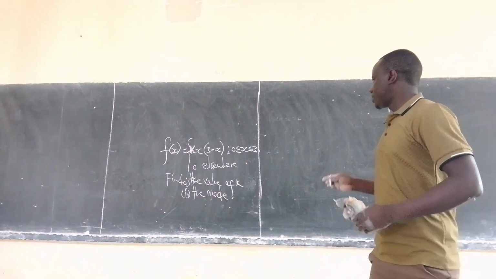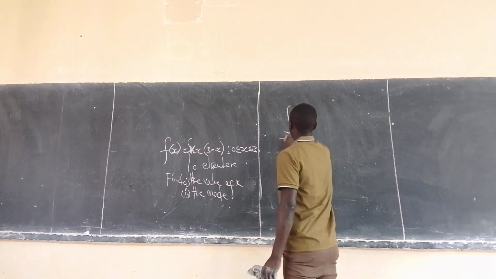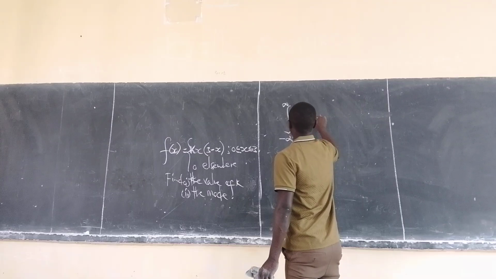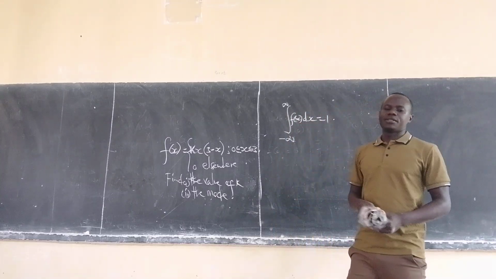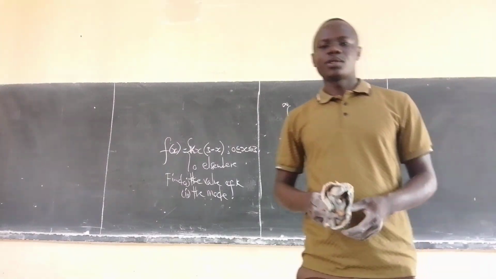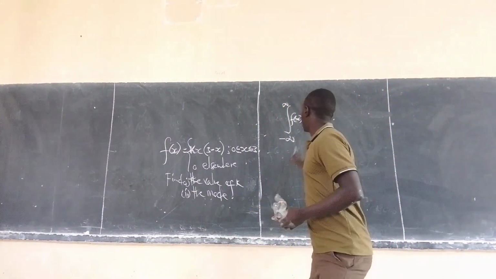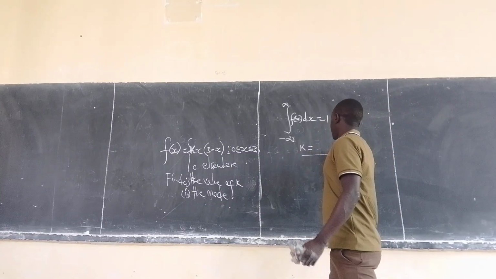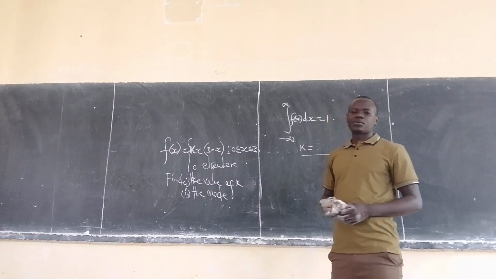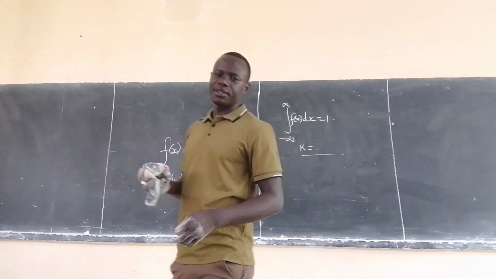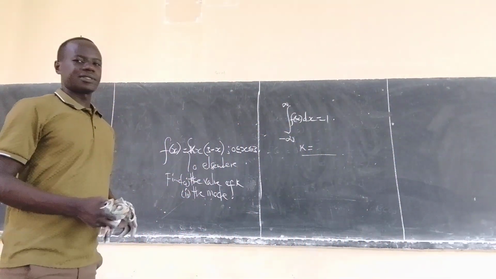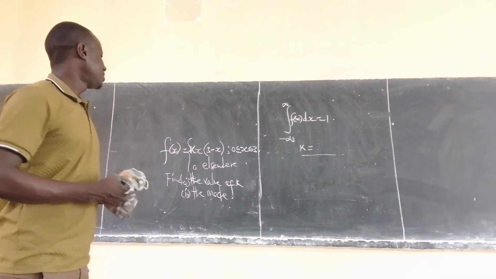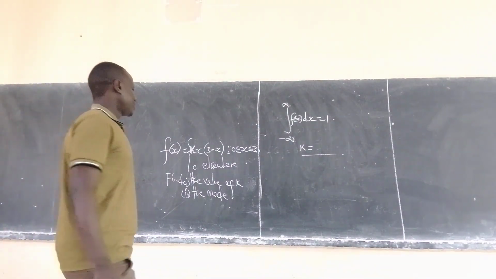So to get the value of k, you integrate the PDF and equate to 1. When you equate this integral to 1, you're able to find the value of k. Now to get the mode, like we have said, the mode is the value of x in the range of the values of x in which the PDF is defined, whose f of x is greatest.